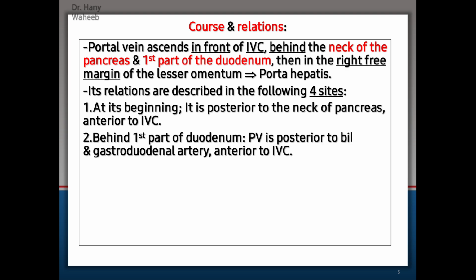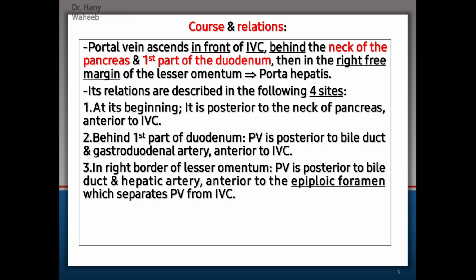Behind the first part of the duodenum, the portal vein lies posterior to the bile duct, anterior to the right, and the gastroduodenal artery anterior to the left, and all these structures are anterior to the inferior vena cava. So the portal vein is posterior to two structures, bile duct and the gastroduodenal artery. All these three structures are behind the first part of the duodenum, and the portal vein lies anterior to the inferior vena cava.